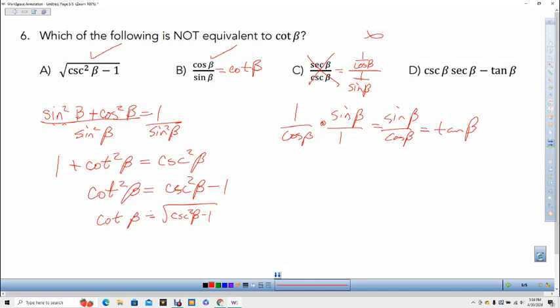So that one's not going to be equivalent to cotangent beta. Now, just to make sure, go ahead and work with this last one here. Cosecant beta secant beta, that is 1 over sine beta times 1 over cosine beta, minus tangent beta.